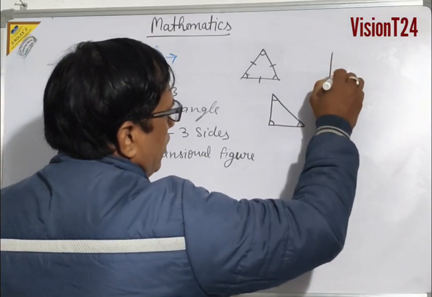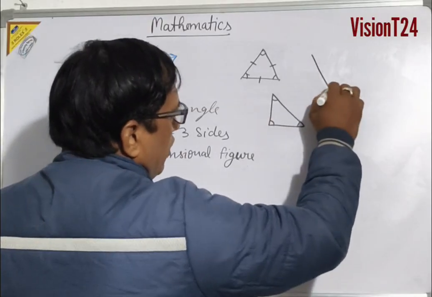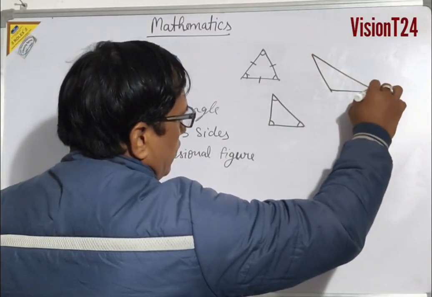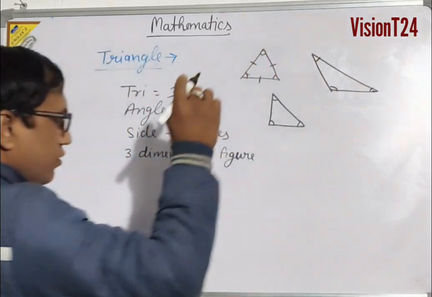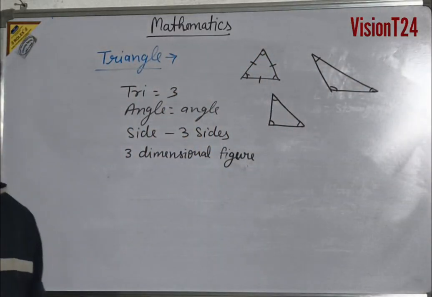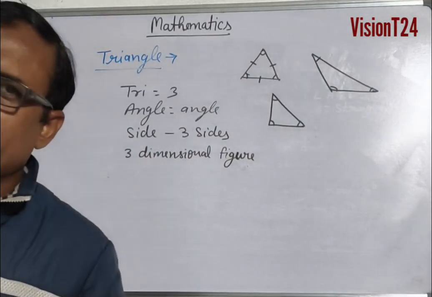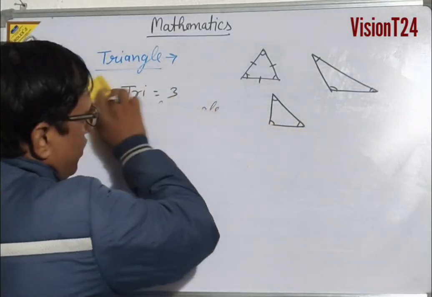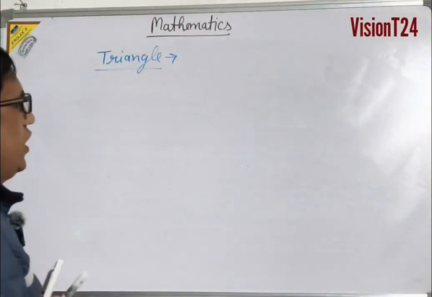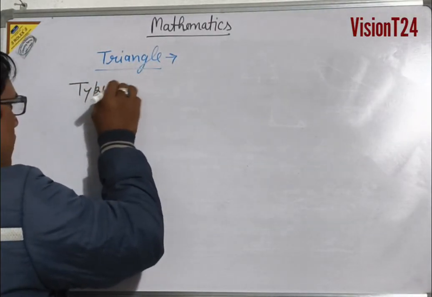It can be right angle, it can be some obtuse angle. So this one is called triangle, right? So how many types of triangles are there? Do you know? Don't know? Okay, let me tell you. So types of triangle.